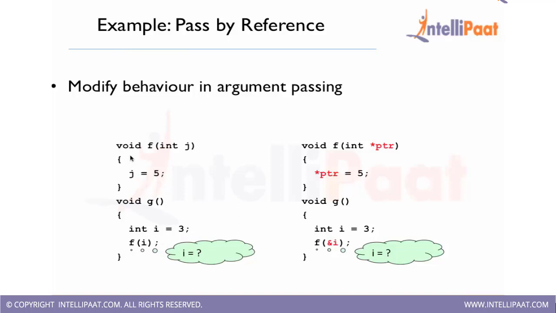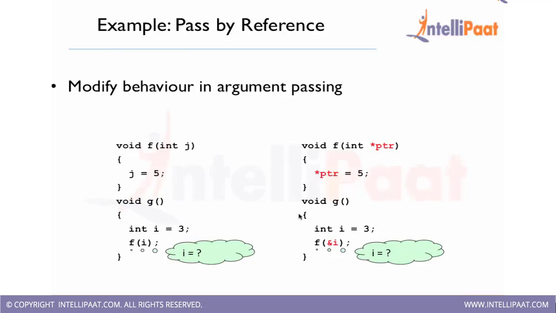Let's walk through the code again. int i = 3, I am calling f of i, so in f I am passing 3. j will be assigned 5, but nothing will be done here. So if I use i after this, I'll be getting i as 3, not 5, because whatever is changed here will not be reflected here. So this is an example of pass by value. We are not passing any reference, so anything changed here will not be reflected here.